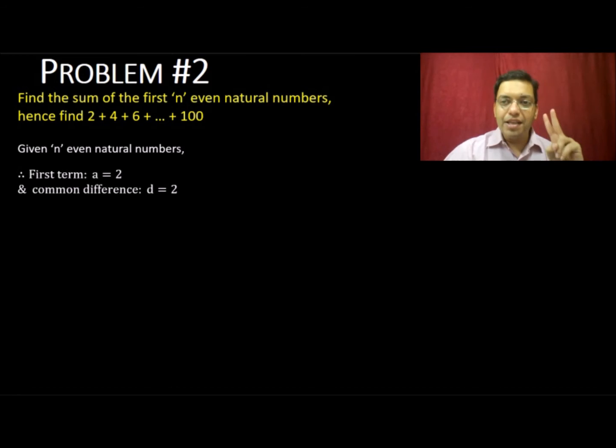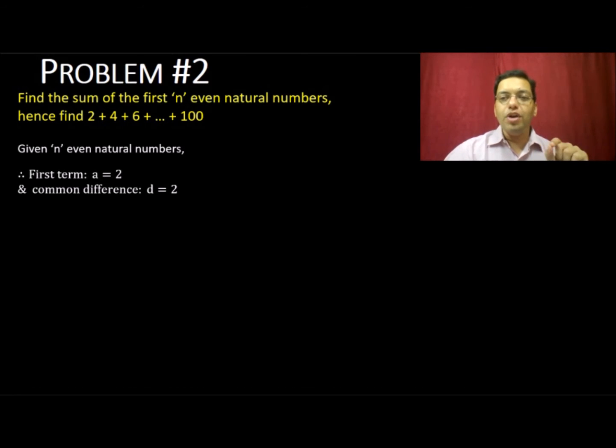And the second mistake that students commonly make is that they will write d is equal to 1. Now for natural numbers, yes, d is equal to 1. But here we are given even natural numbers. And for even and odd numbers, d is equal to 2. So beware of these potential mistakes in your examination and write the first term and the common difference correctly.